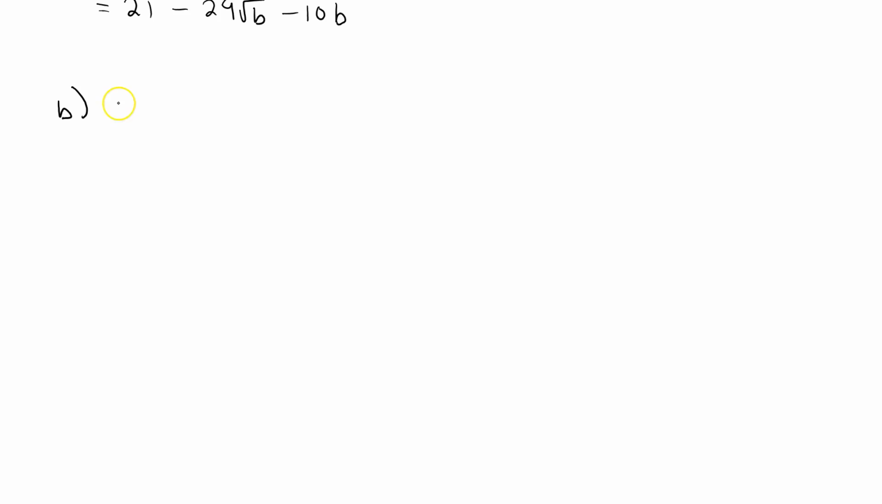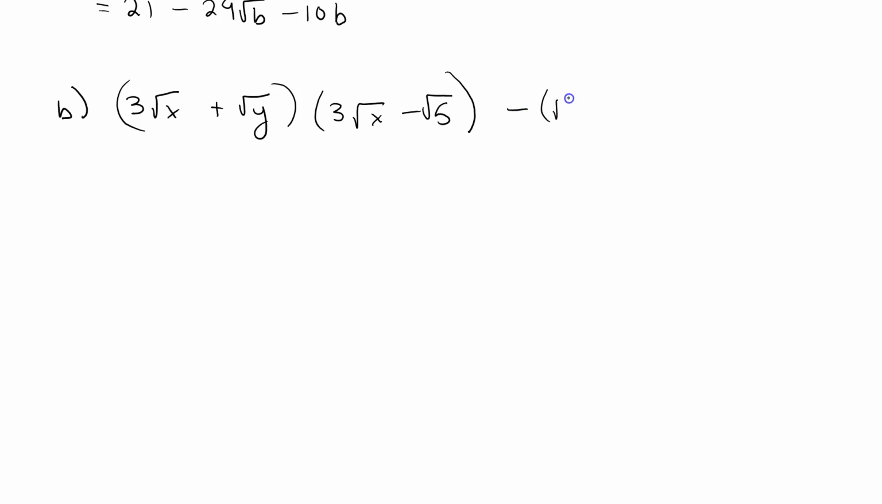B. 3 root x plus root y times 3 root x minus root y, there's a conjugate, minus root x plus 5 root y squared. Essentially, to simplify this, it would just be the opposite of difference of squares. Actually, we would just square the first term minus the second term squared. Oh, my bad. This one says root 5. I meant root y. Yeah, because that wouldn't actually be the conjugate.